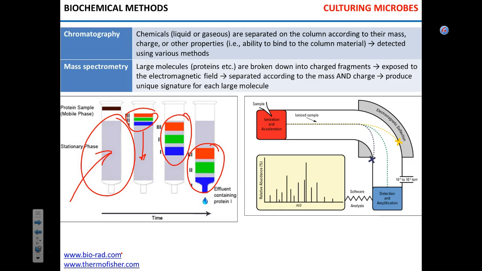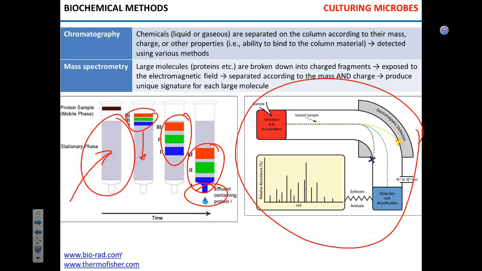You separate different chemicals in your sample based on how fast they go through the column. And then you have some kind of a detector here, and you can see what your sample is composed of, or you can collect whatever you want. Mass spectrometry is another fascinating method to analyze things.